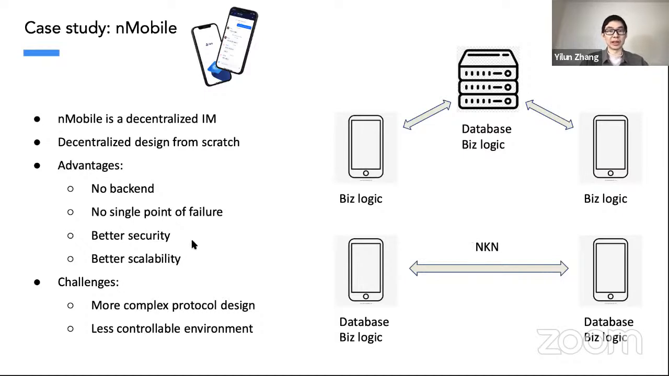But there are also some challenges if you want to go this way. First of all, we have to design a more complex protocol, because previously we had a central point which could control everything. Now, if you want to implement all those features from the end device, you still can do it, but the protocol needs to be a lot more complex, considering a lot more things in order to do the same thing. And the environment is less controllable, because you don't have a central point where you can completely control and reject things if you find things go wrong.